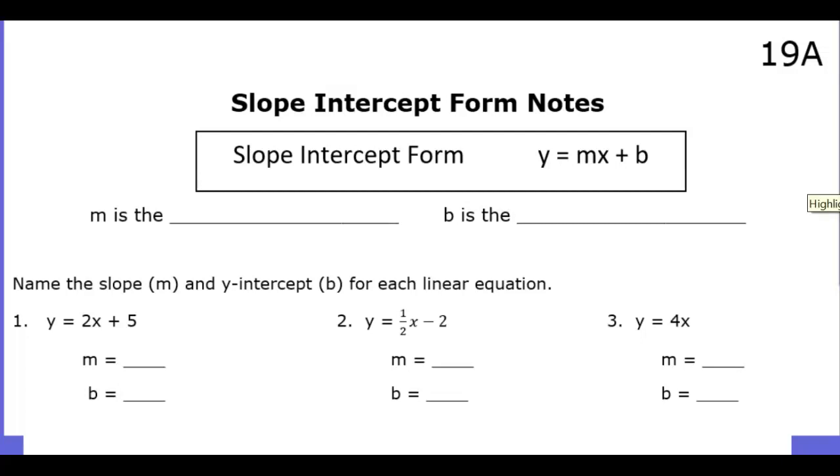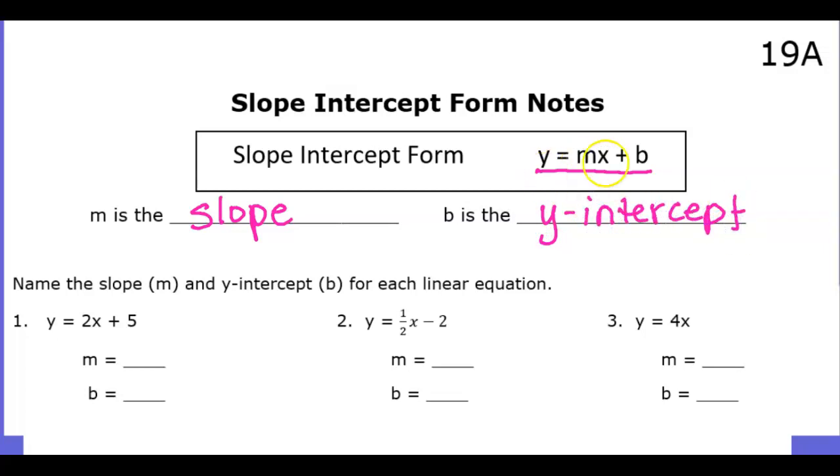Today we're going to talk about slope-intercept form of linear equations. So the slope-intercept form is in the form of y is equal to mx plus b, where m is the slope and the b is what we call the y-intercept, okay?